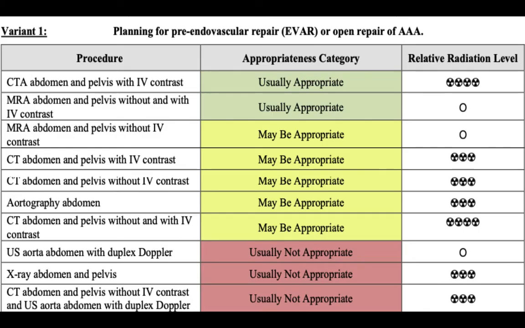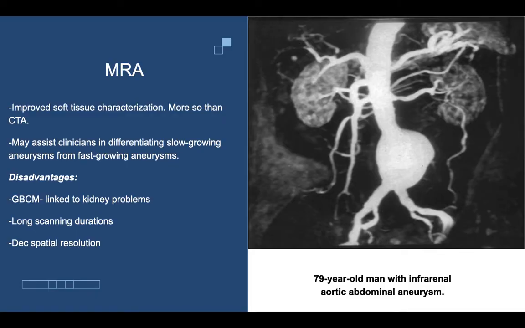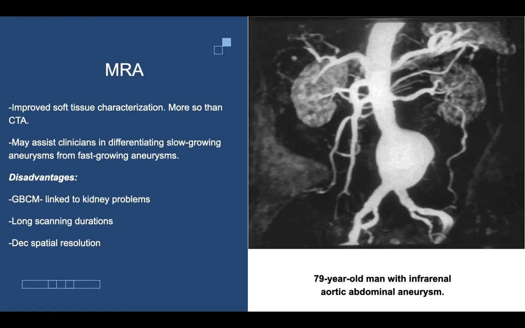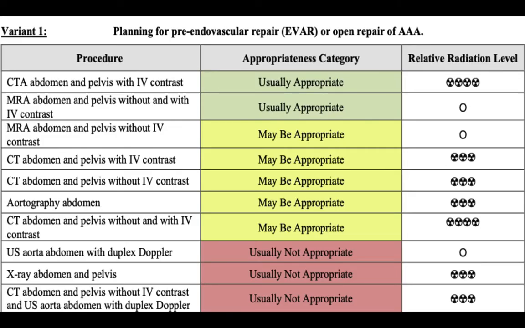So when it comes to planning for the EVAR or open repair, we're going to talk a little bit about which procedure is appropriate. The two most appropriate are going to be the CTA of the abdomen and the MRA. Now, if I just go back, I want you to be reminded of the CTA is this one, and the MRA is that one. So those are the two that are usually most appropriate. And if you look at the relative radiation level, the CTA is a lot higher than the MRA.